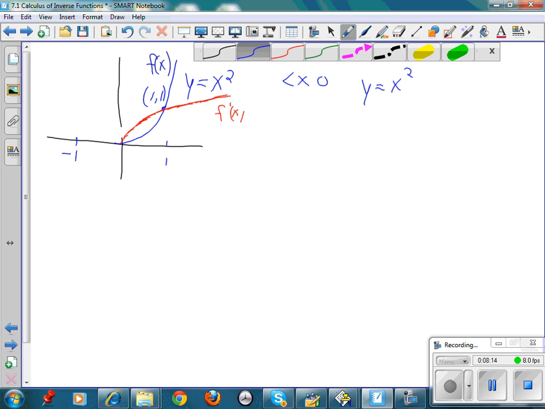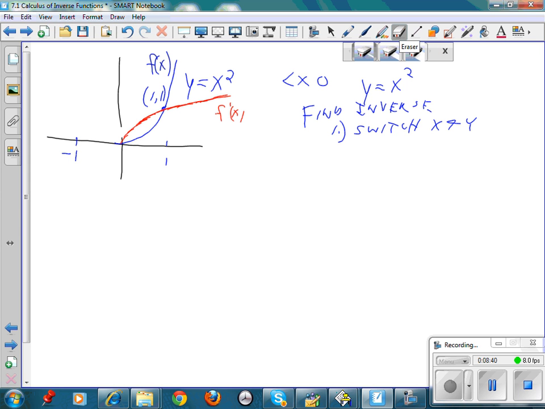And the first thing I do to find an inverse is switch x and y. Now I'd do this in a different color. I'm trying to find the inverse, and I even labeled that wrong. This is not a derivative, this is the inverse. Let's do this in red.